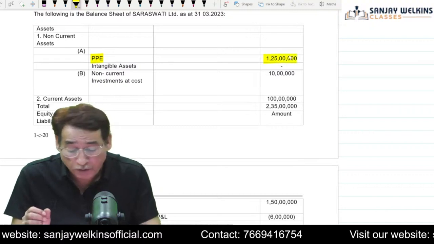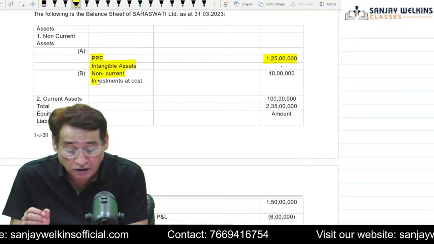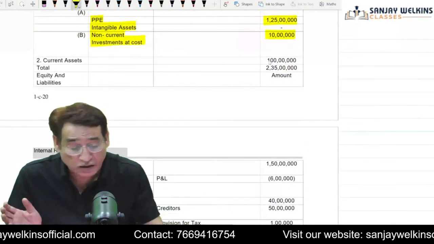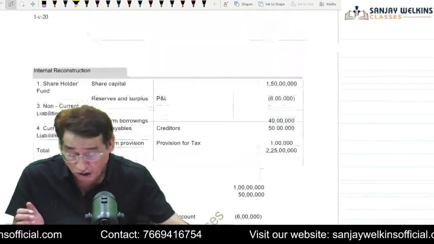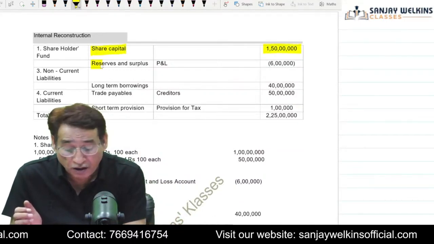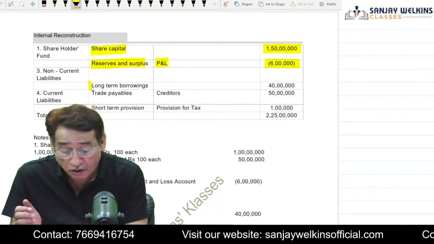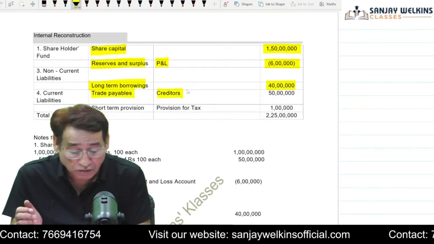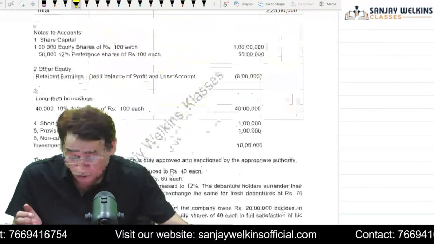Property, plant and equipment is given. Then we are given intangible assets. Then under non-current investment, we are given 10 lakh. As far as current assets are concerned, 100 lakh. Besides that, total is this much. Then under equity and liabilities, we are given share capital, and then under reserve and surplus, the profit and loss account, negative balance. Then under the non-current liability, we have got this amount. Then trade payables, correct? This much information is given to you in this question.